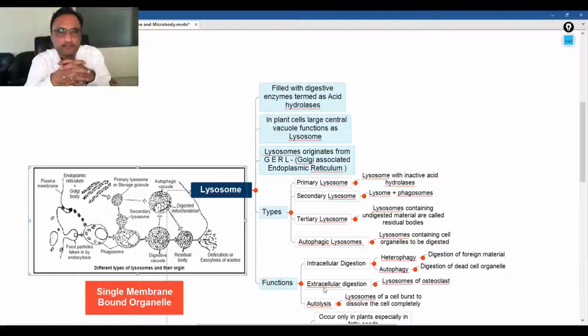What is lysosome? We know very well that lysosome is going to act as a suicidal bag within the cell, isn't it? Now, why is it going to act as a suicidal bag? We will discuss that.